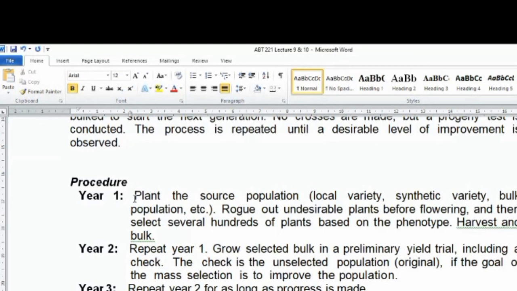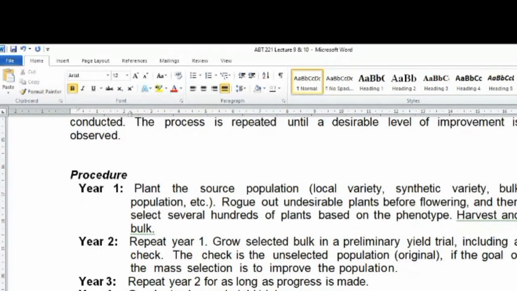before flowering. Then you select several hundreds of plants based on the phenotype, harvest and bulk them, and then in year two, you grow them out again, and select in a preliminary yield trial, and then in year three, you repeat what you did in year two, as long as progress is made, and then you conduct an advanced yield trial. So that is the simple procedure for individual plant selection that we know.